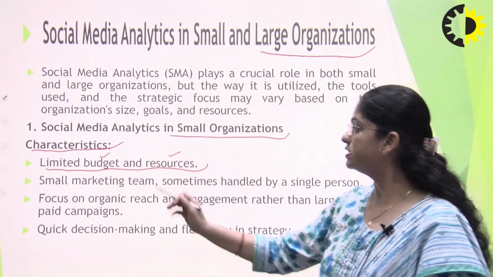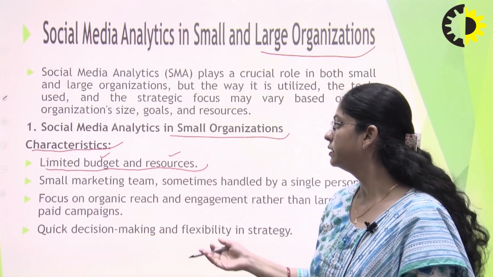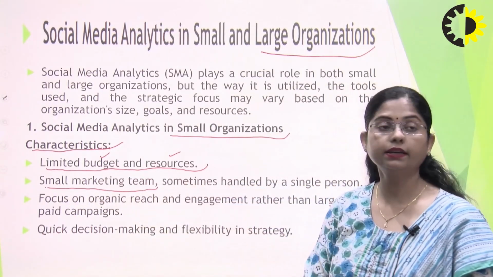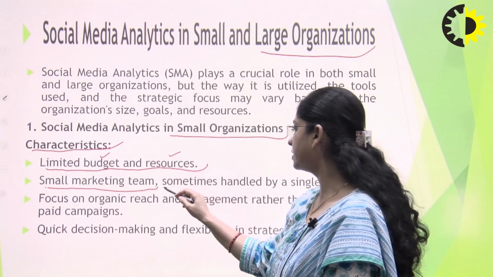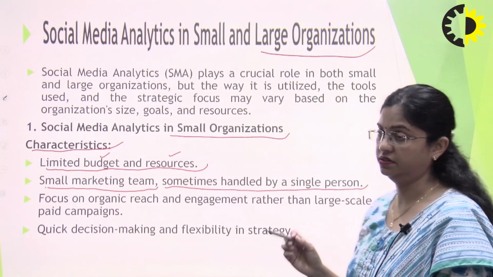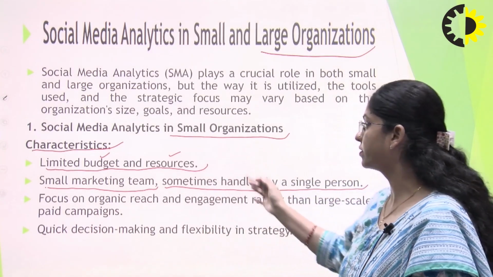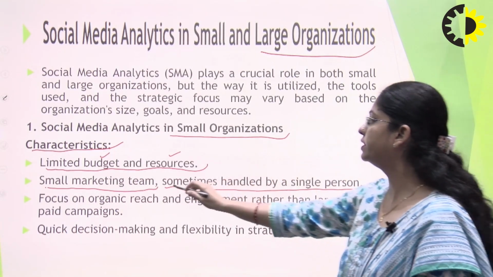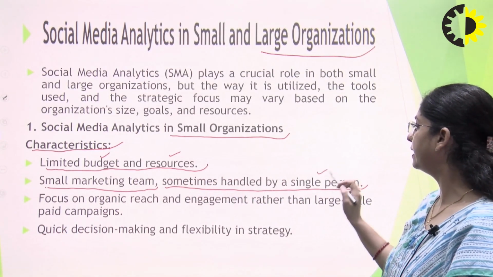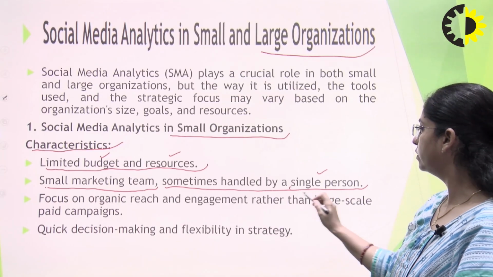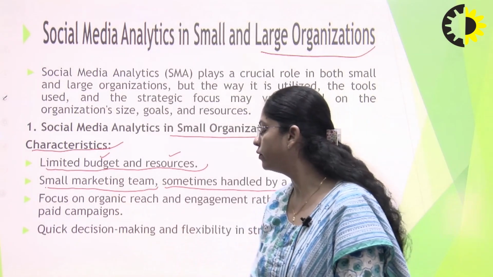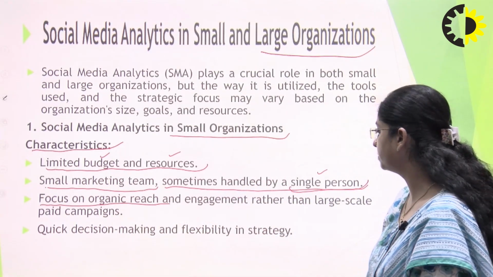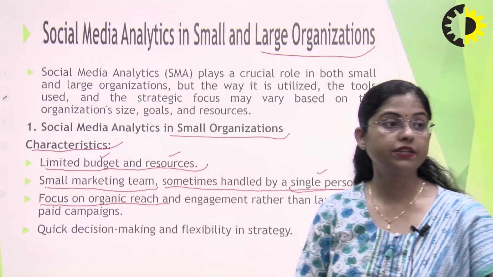And next, a small marketing team. With this limited budget, they only have small marketing teams, sometimes handled by a single person. Sometimes these small organizations have a team of a few people, or they handle things using only a single resource person. Then focus on organic reach and engagement rather than large scale paid campaigns.